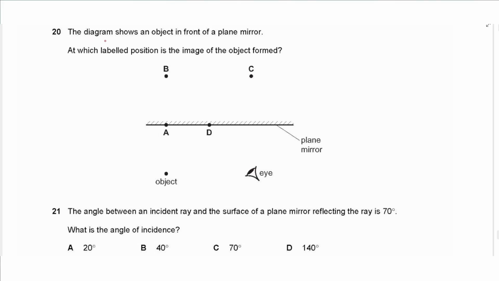Question 20 says, a diagram shows an object in front of a plane mirror. At which labeled position is the image of the object formed? So this is the object. The image is right in front of the object and at the same distance. So the answer is B.